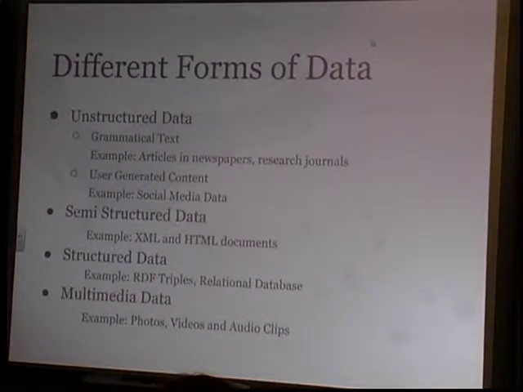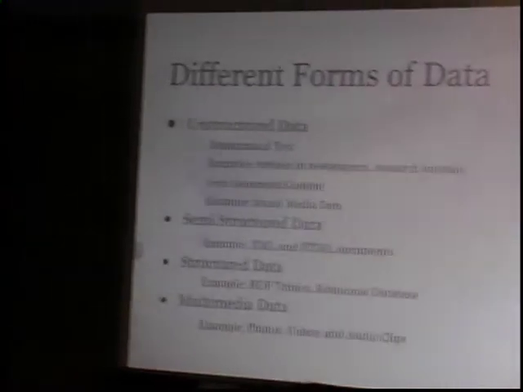Different forms of data. What kind of data is available on the web as of today? It can be categorized as unstructured, semi-structured, structured, and multimedia data. Now, unstructured data is everything grammatical, the one which follows the linguistic rules. So you have scientific journals, articles in PubMed, newspaper articles, all of these follow the linguistic rules. These can be categorized under grammatical text. Then you have user-generated content on the other end of the spectrum, which is all the social media data. So you have Facebook posts, tweets from Twitter, blog posts, all of that is user-generated content.